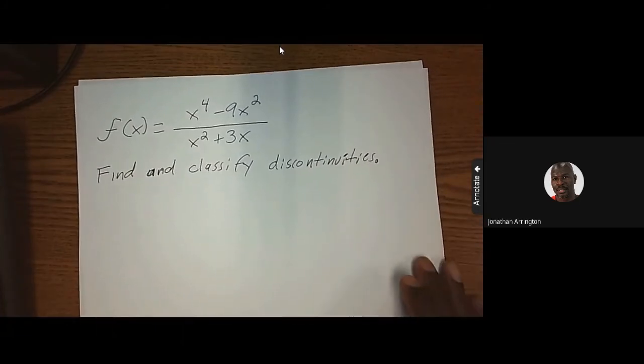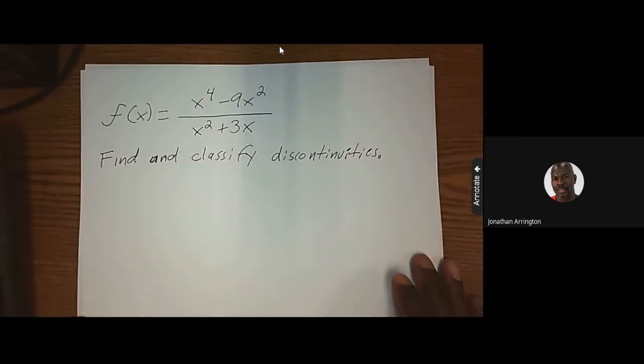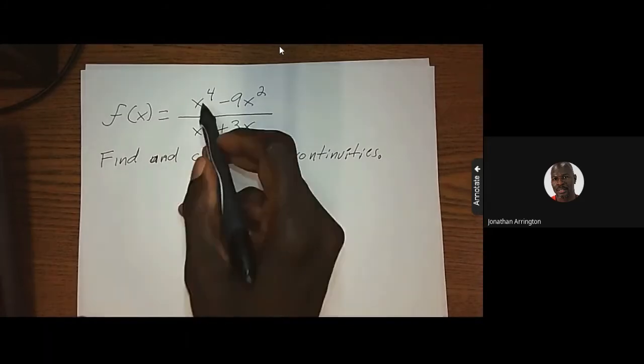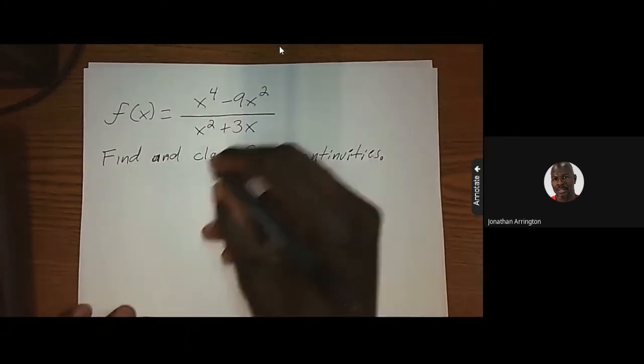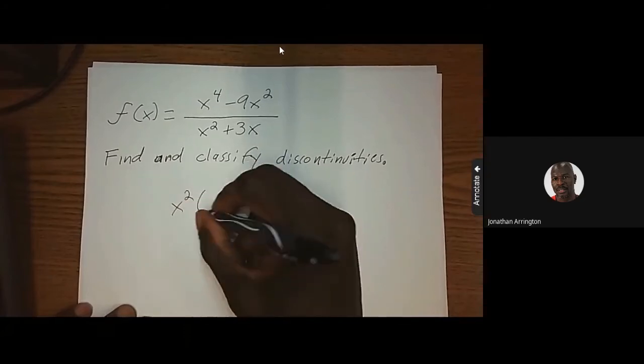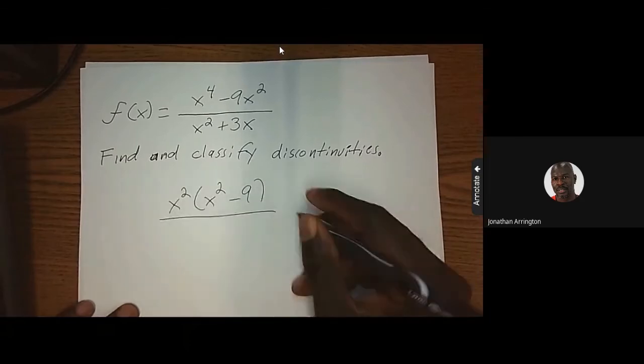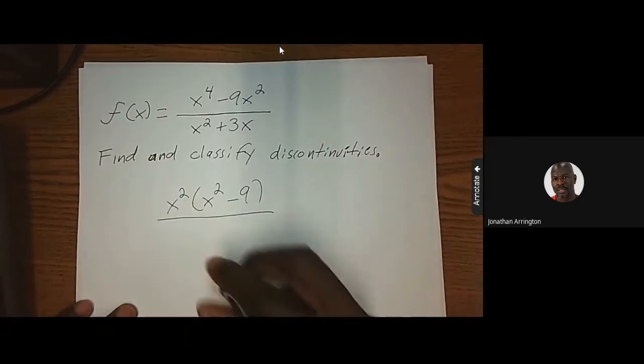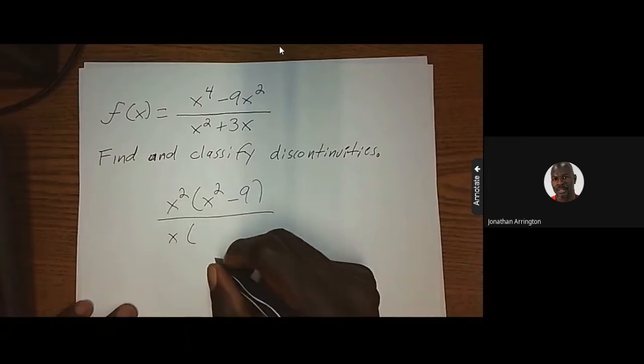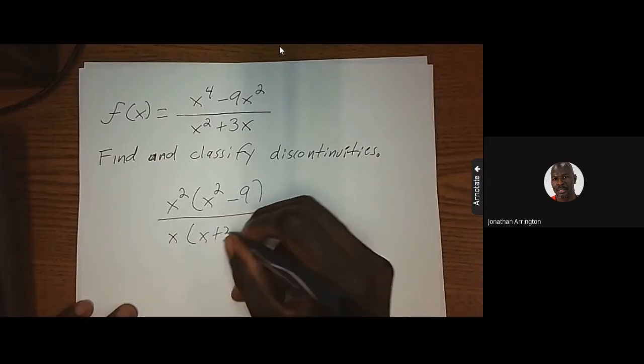The number one rule of factoring, and factoring is a big skill in your mathematics going forward, a very big skill you're going to need in college level mathematics, is that for any type of problem you always check to see if there's something you can factor out of all the terms. If you look at the numerator here, you can factor out x squared, and that leaves you with x squared minus 9. And if you look at the bottom, you can factor out an x, which leaves you with x plus 3.